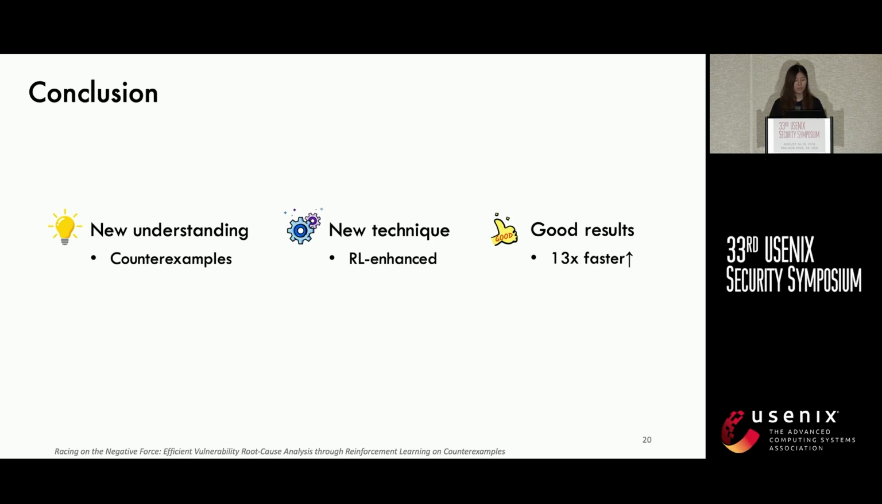We uncovered the value of counterexamples in root cause analysis. We developed an RL-based approach to generate counterexamples, including both COR and COPs. Our method, RACING, delivered impressive results, achieving a 13 times speed up compared to the current SOTA method, while maintaining comparable ranking results for root cause.